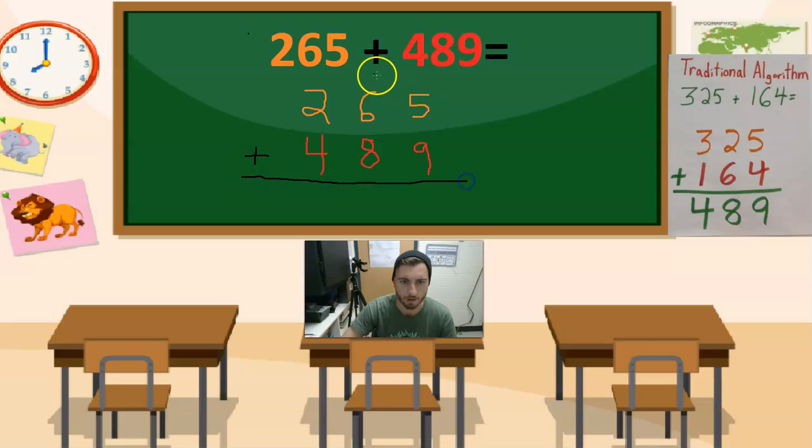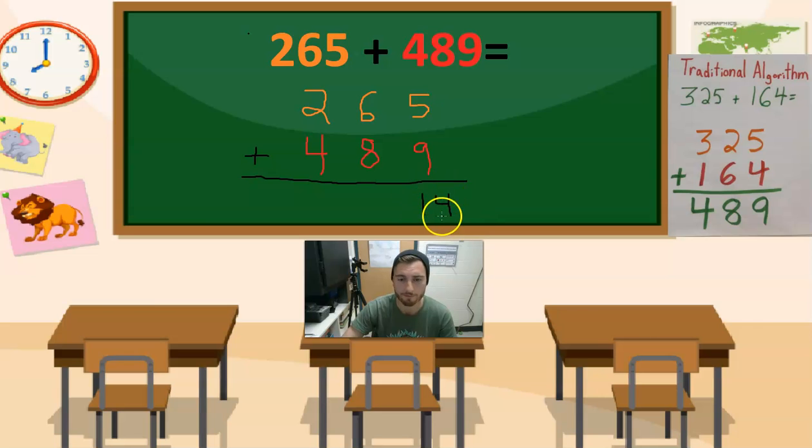I'm not going to draw the lines this time. However, if that helps you, make sure you do that, because you should do whatever you need to do to help you out. So let's look at the ones. We have 5 ones plus 9 ones. How many ones should we have? That's right, 14 ones.